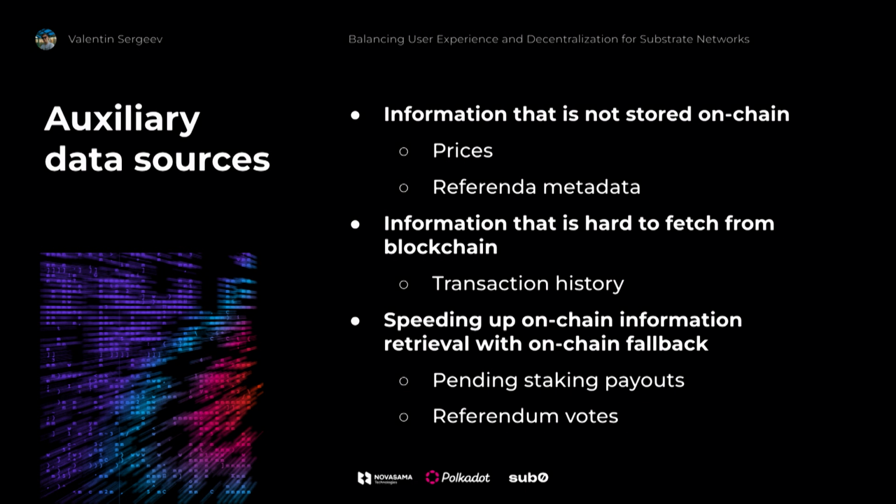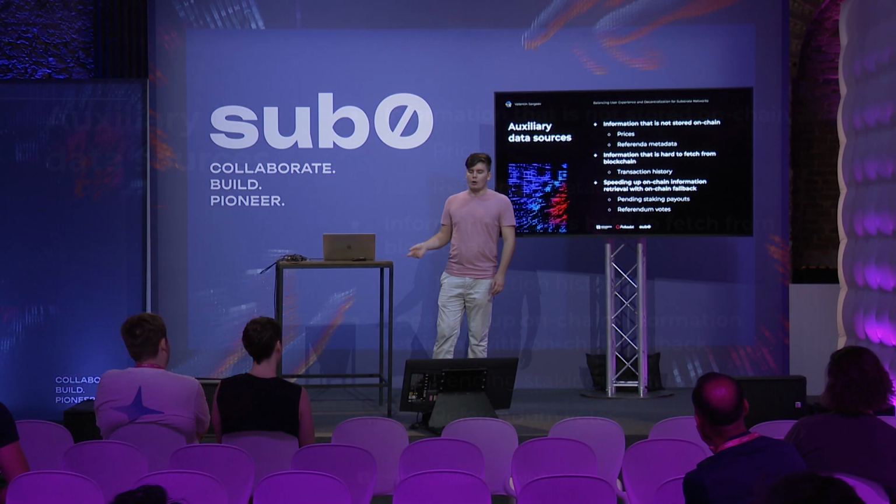So I would split data sources that we use into 3 main categories. First one is data sources that help us to fetch information that is not available on-chain at all, for example, prices or referendum metadata in governance. Then there is a group of providers that allow us to fetch information that is really hard to fetch from a blockchain, like transaction history I've mentioned earlier. Lastly, we use some providers to help us speed up certain information retrieval.